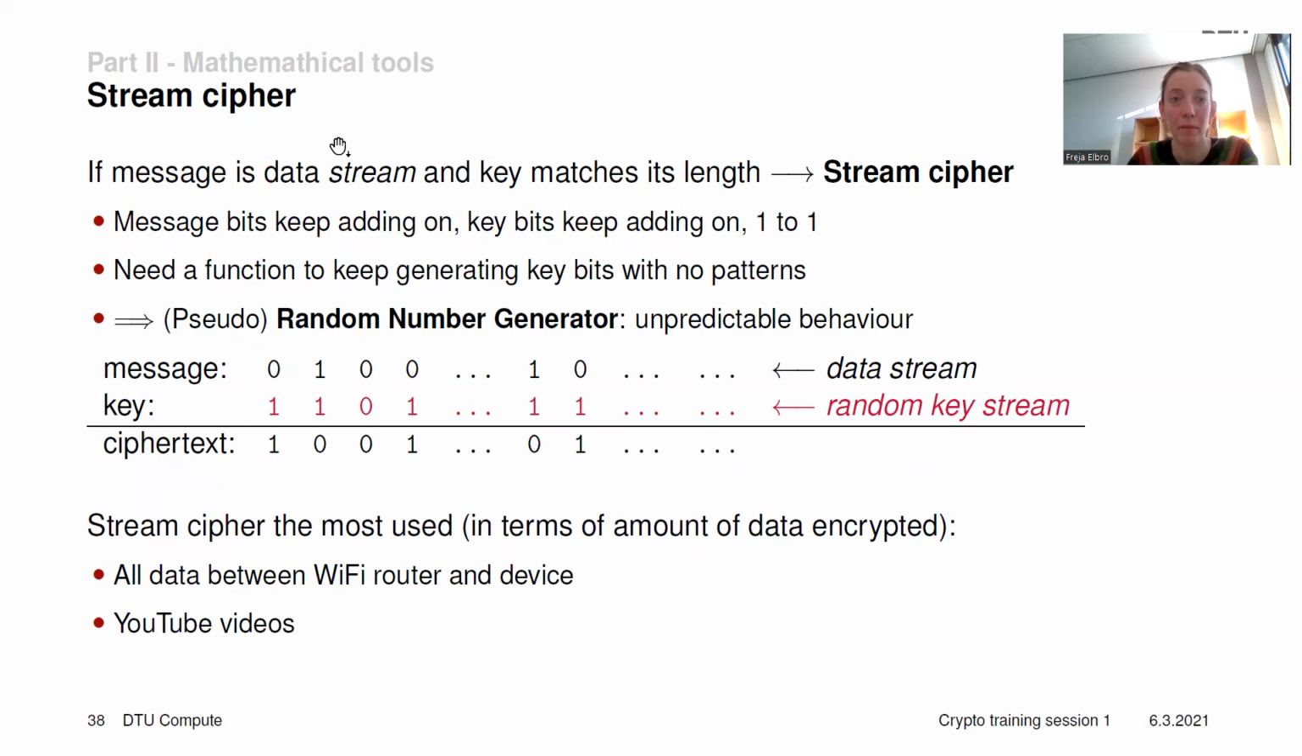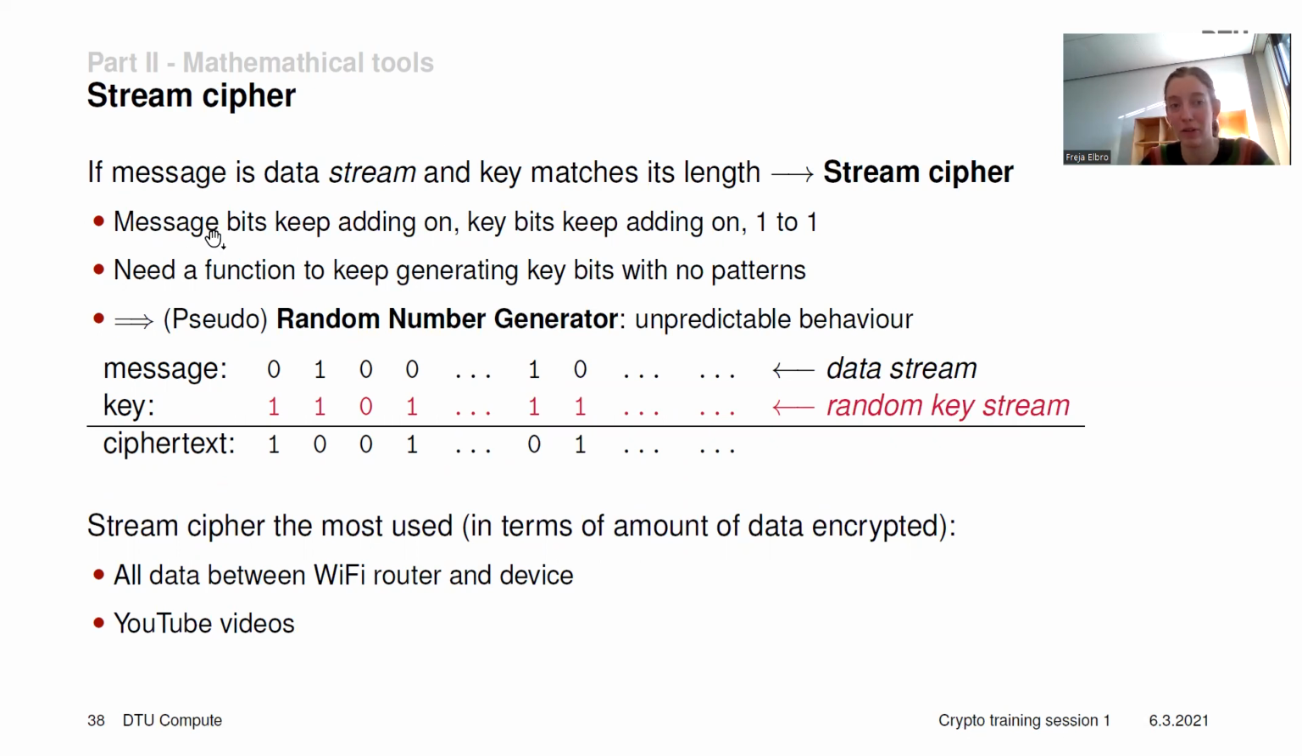Of course it's not very efficient, because you need to share these long keys. So how you can use these XOR ciphers in a more practical way is you can use them for stream ciphers. Stream ciphers work well if the message is a data stream and the key matches its length. Imagine you're watching a video on YouTube or on Netflix, then your computer is constantly receiving information, in this constant stream.